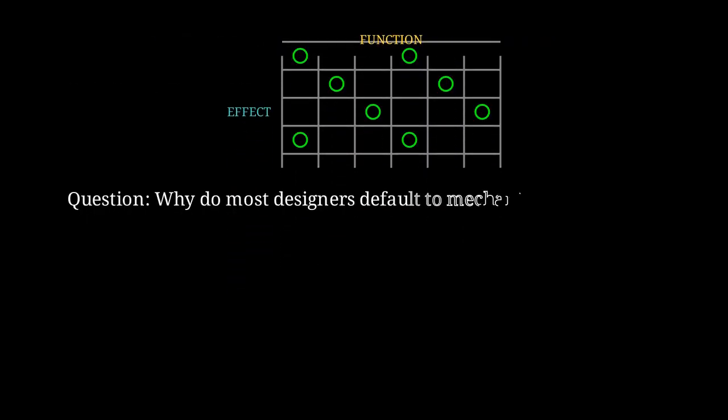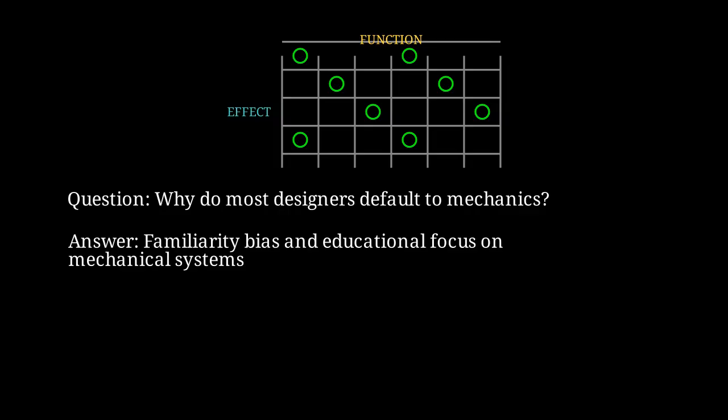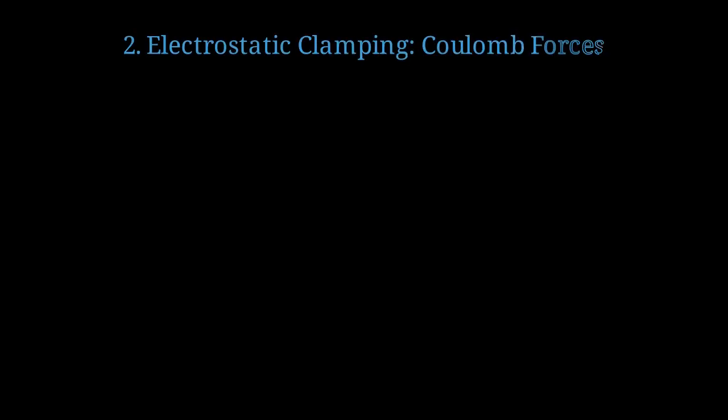Why do most designers default to mechanical solutions when many other physical effects are available? The answer lies in familiarity bias. Engineering education often emphasizes mechanical solutions, causing designers to miss opportunities in electromagnetics, fluidics, and other domains. Let us explore electrostatic clamping as our first example of unconventional effect utilization.